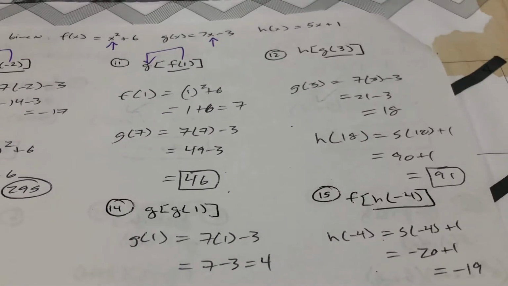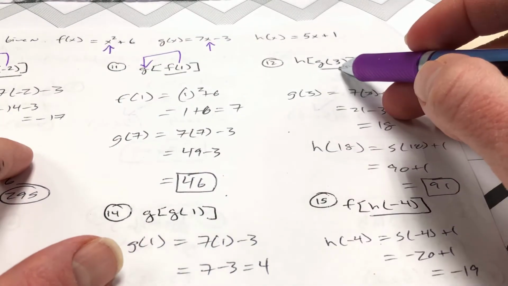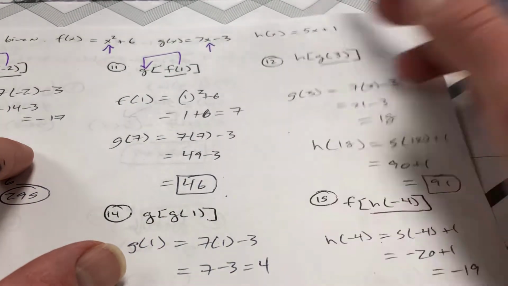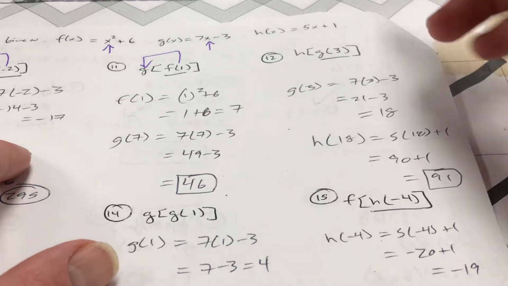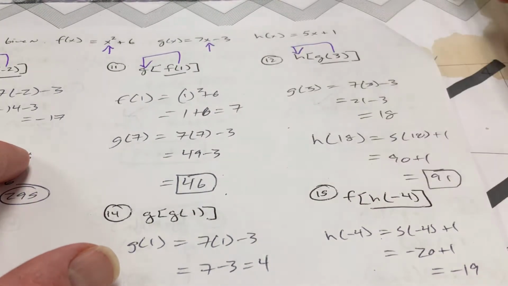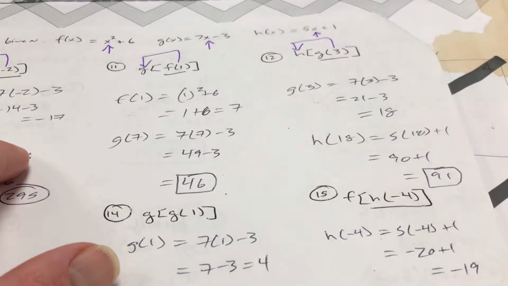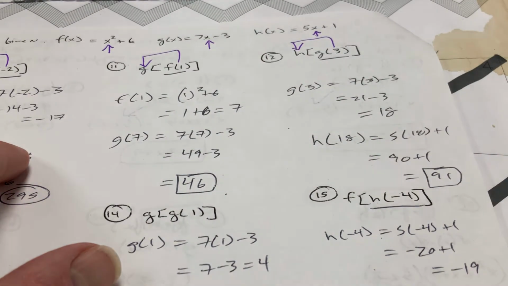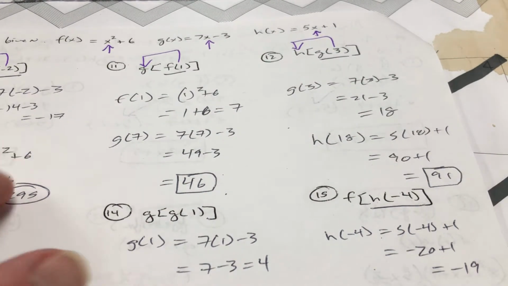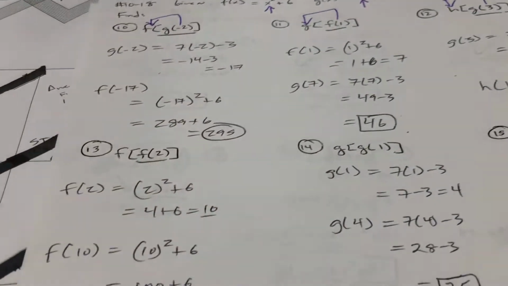All right, so then I have g of 3. Plug 3 in for x right there. I get 18. Then I plug 18 in for x in the outer function. So I plug 18 in for x right there. 5 times what I'm plugging in for x, which is 18 plus 1. All right, so I just keep rolling.